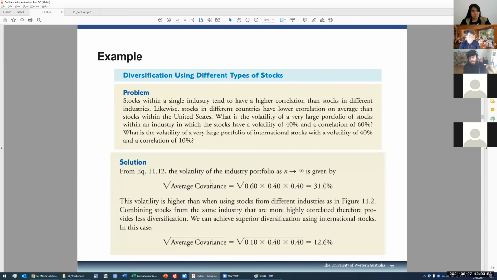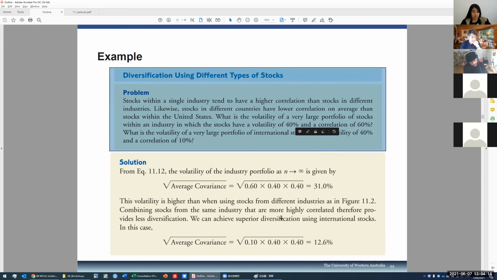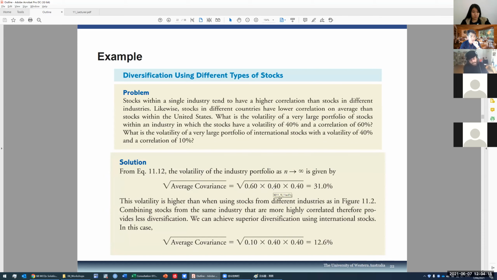Do we assume that there are only 2 stocks in this portfolio? We don't make that assumption in this particular exam. It's saying very large. I was just wondering why we multiply this 0.4 twice. It's because it's 0.4 of the volatility itself. Here it asks what is the volatility of a very large portfolio of stocks within an industry. Remember covariance is between asset X and asset Y. So on average they all have a volatility of 40%. It just makes the calculation a bit easier to illustrate.